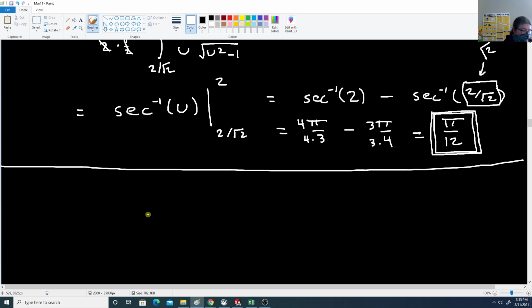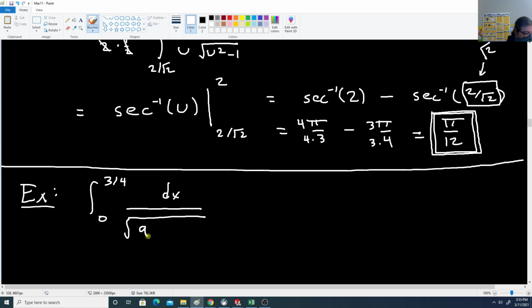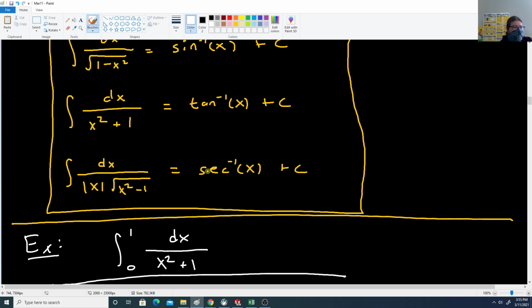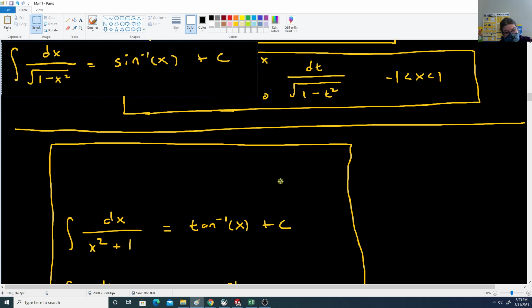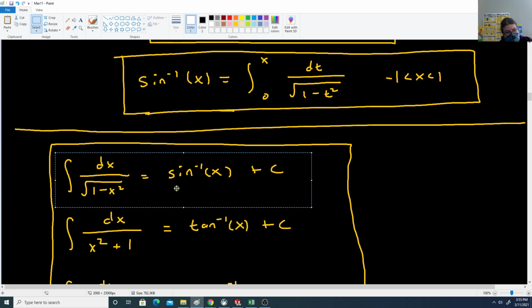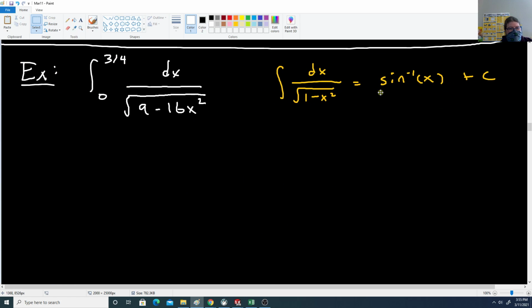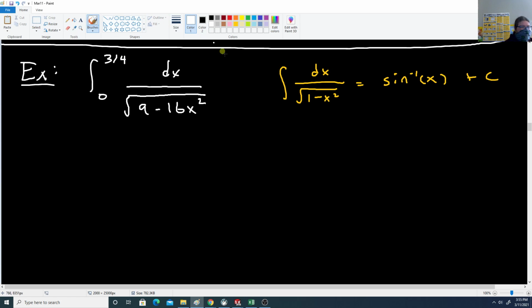Okay, next one up, they want us to evaluate the integral from 0 up to 3/4. They give us dx over the square root of 9 minus 16x squared. So we're going to say, okay, this looks a lot like, I think, the arcsine equation. If we look up here, arcsine equation has kind of that square root 1 minus x squared. And so we're going to try to get stuff lined up to pair up where we can match it with this equation here and use some u substitution with it.